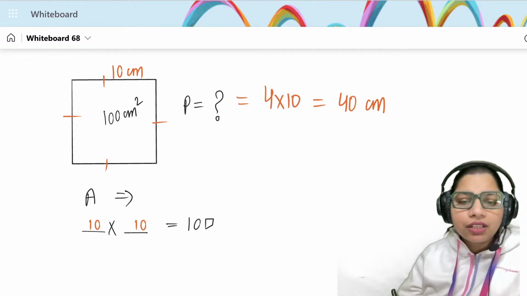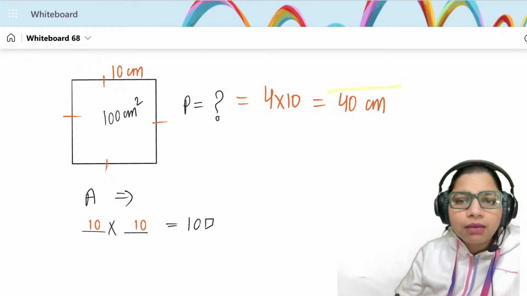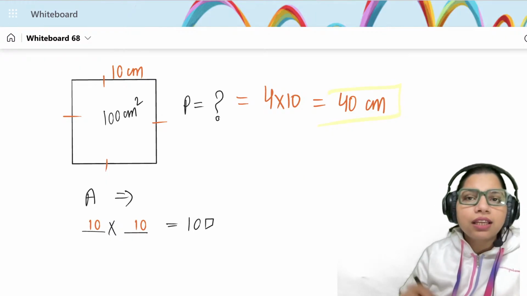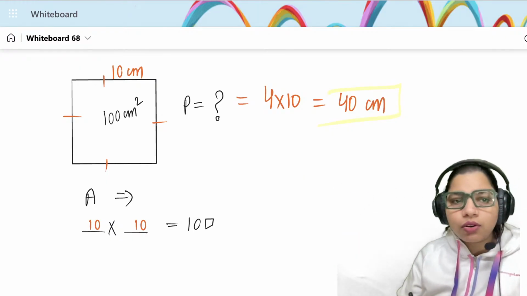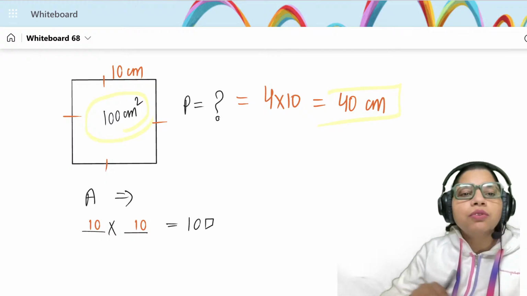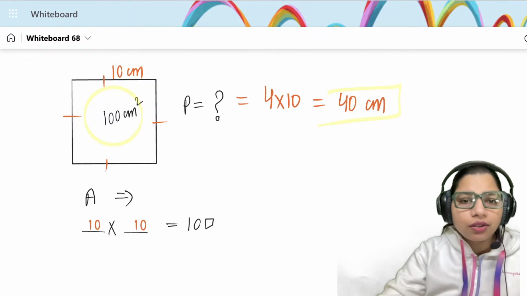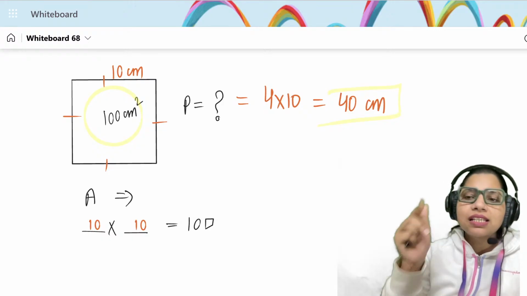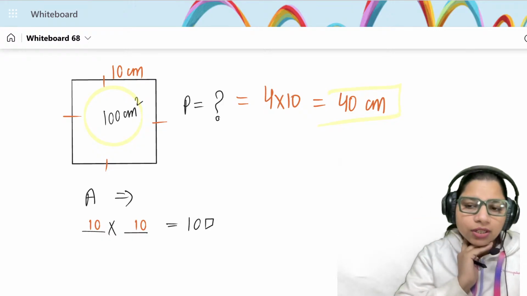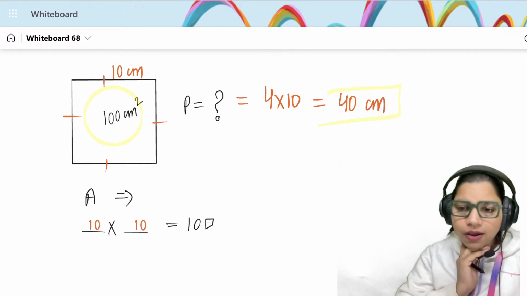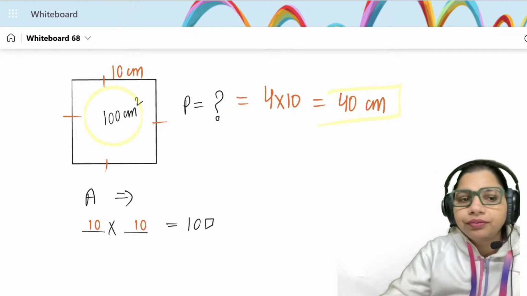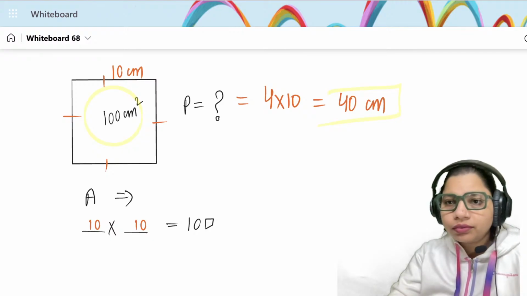Very important difference to keep in mind, that perimeter always gives you the length in meters, centimeters and all. And the area gives you the answer in squared centimeters, squared meters, squared units. Perimeter is just the length of the boundary, and length is never measured in squared. Yes or no? Hope that makes sense.